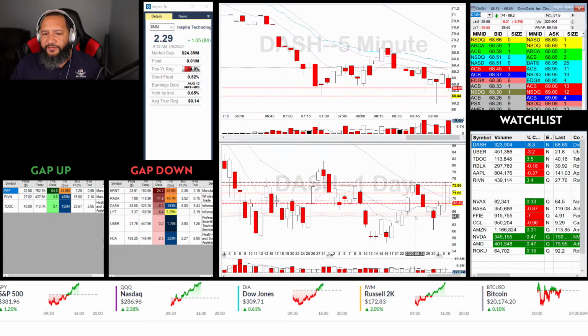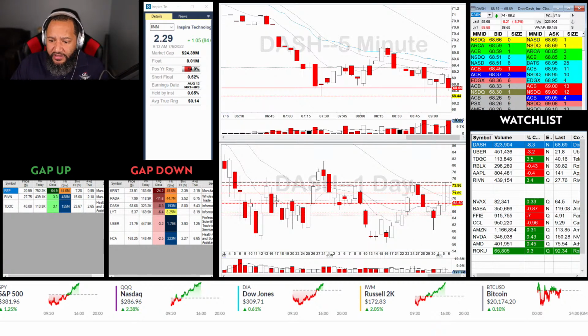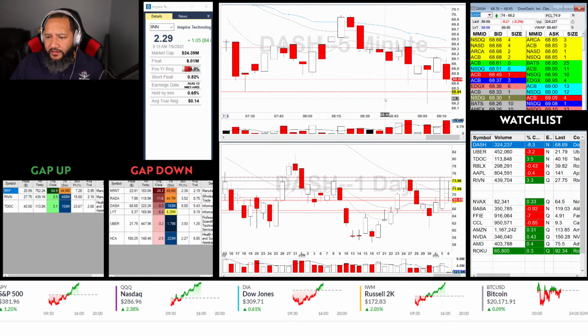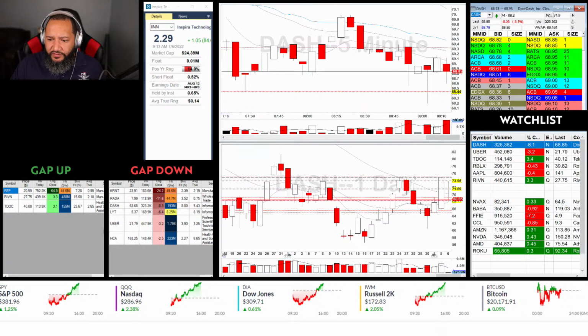Their spread could be a little bit funky at times, but today they got decent volume, 323,000, which for them is really good. So yeah, that's something we could watch today, and hopefully we can get a good move out of this one.